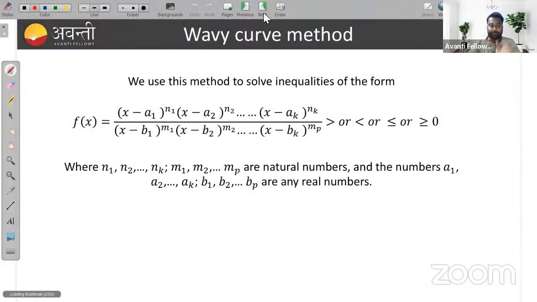So let's start. What is the Wavy curve method? We use this method to solve inequalities of this form, rational inequalities like this. Suppose the inequality is in this form: (x minus a1) to the power n1 into (x minus a2) to the power n2, up to (x minus ak) to the power nk. To solve such type of inequality, we will use the Wavy curve method.